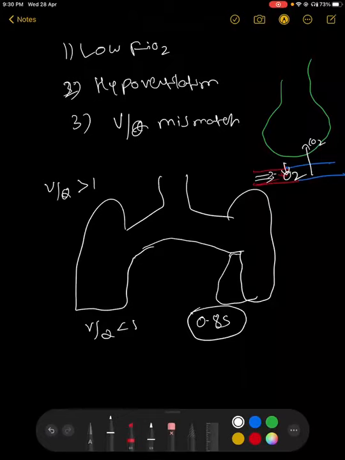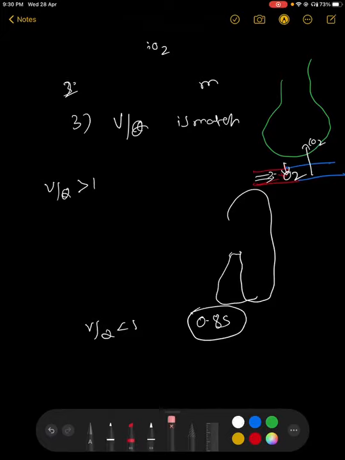Then how to differentiate all these things? I'll be talking about that next. So this is the V/Q mismatch mechanism. The next mechanism that exists here is the shunt mechanism.